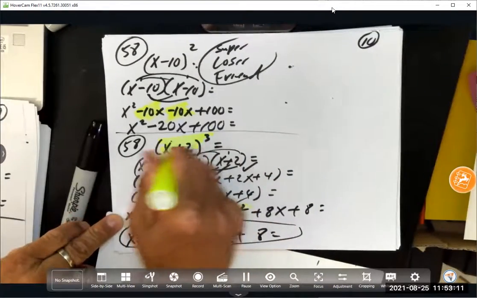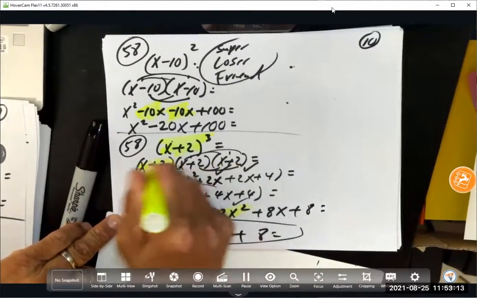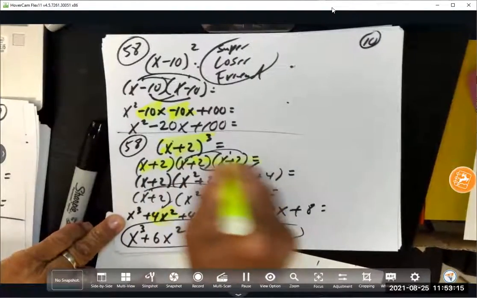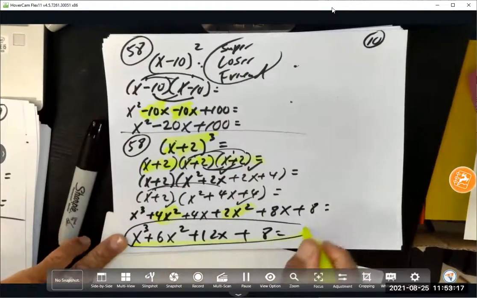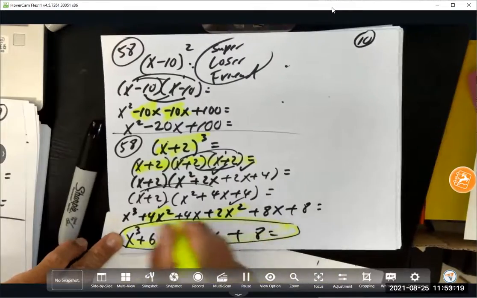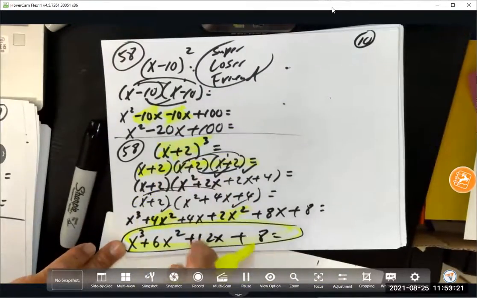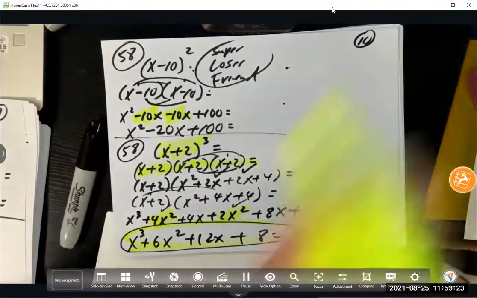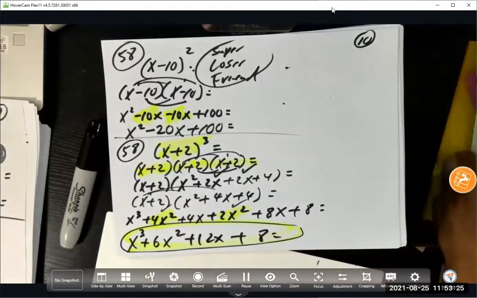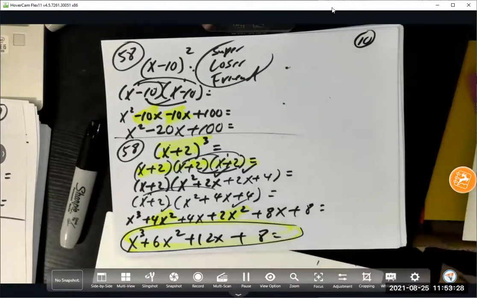x plus 2 to the 3, which really means 1, 2, 3 in a row, also means this one right here. Y'all see it right there? So this one and this one and this one, these are all the same question. Does that make sense? Yes. The same question, they just look different, that's all.